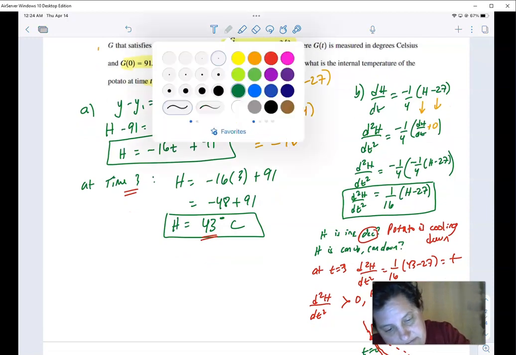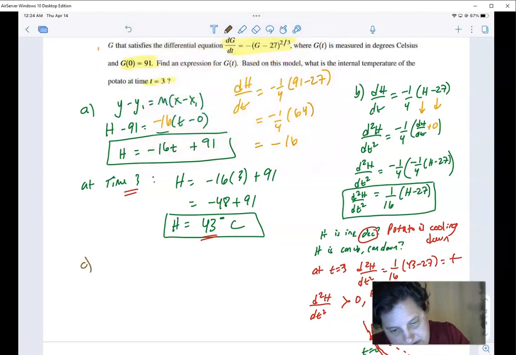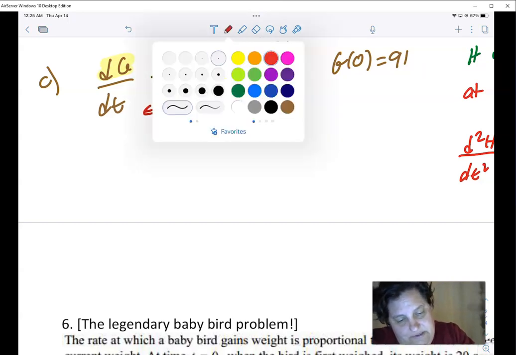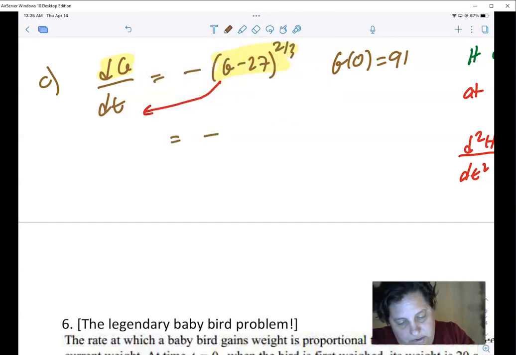Okay, check it out. Let me switch over here to that. dg/dt is negative (g minus 27) to the 2/3. g of 0 is 91. Find an expression. Let's do it. Separate my variables. I'm going to bring all this over to the side with the dg. I'll leave the negative with the dt so it's not so lonely. So the dt will move up here, and g minus 27 to the 2/3 goes down here.